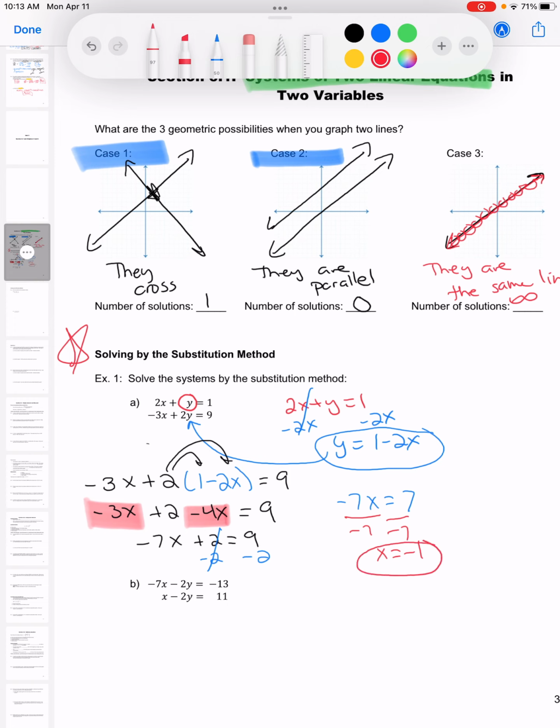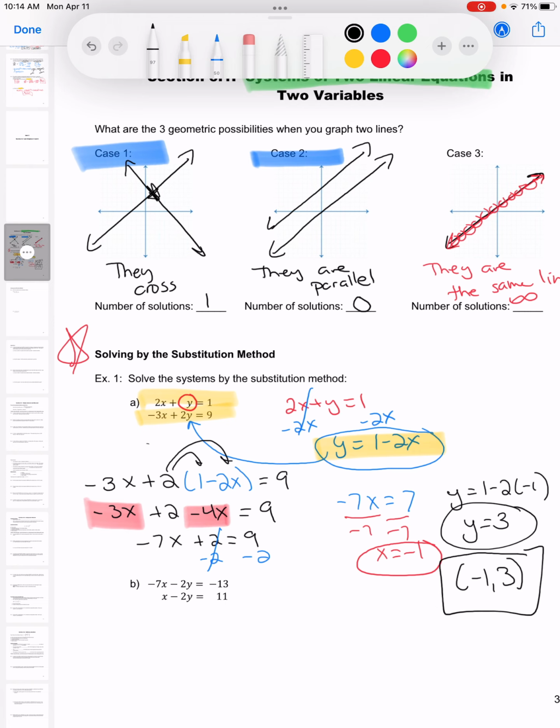But I do need to know y as well. You can plug in to find y in multiple places. You can use either one of the original equations or that equation we solved for. I'm going to use that equation we solved for because that's going to be the easiest. So I'm going to plug in my negative 1 and type that in. I'm going to get y is 3. So my answer is going to be the ordered pair negative 1, 3. I found where they cross. I know I don't have them graphed right, but this is a case 1, and those two lines would cross at the point negative 1, 3.